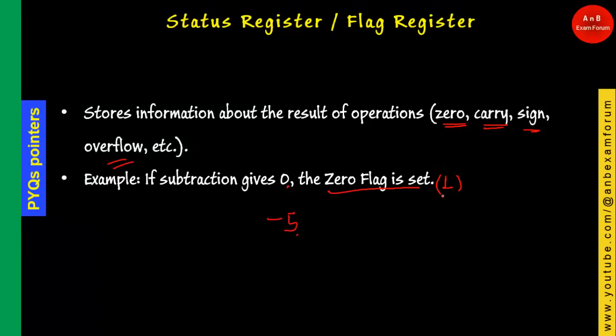If I find that the zero flag is 1, the result is zero. If my carry bit is 1, it means there is a carry. If my sign bit has the value 1, it means the value inside the register is negative, it has a sign in it.